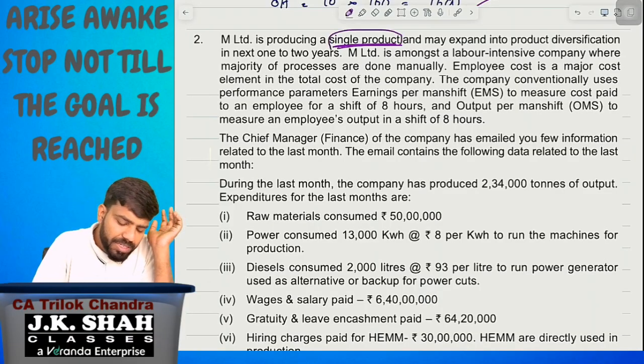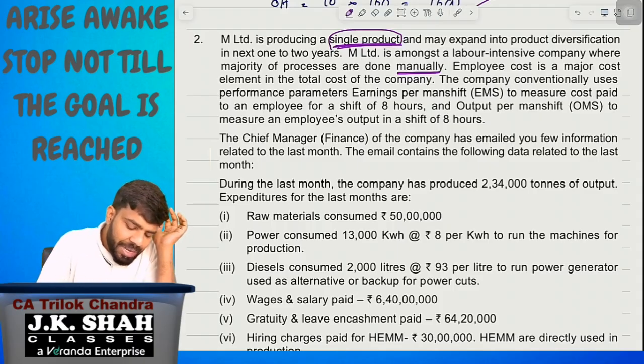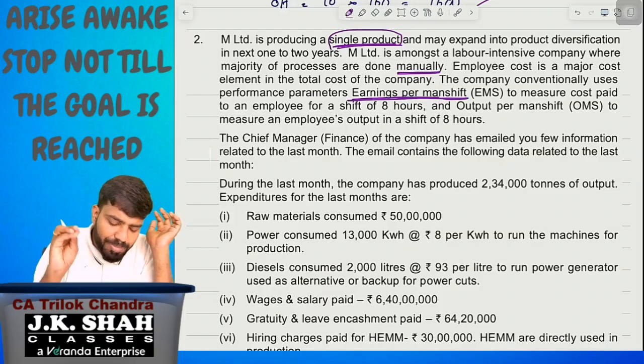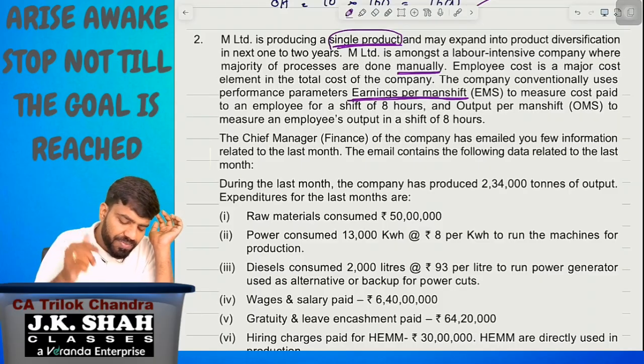ML Limited is a labor intensive company where the majority of the processes are done manually. Employee cost is a major cost element in the total cost of the company. The company conventionally uses performance parameters, earnings per man shift, to measure the cost paid to an employee for a shift of 8 hours.